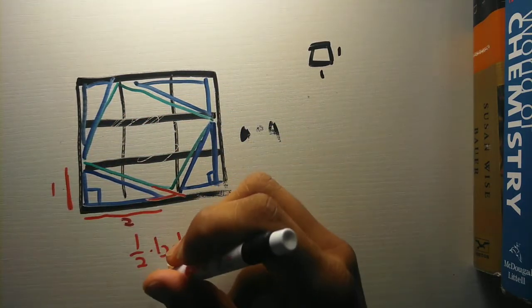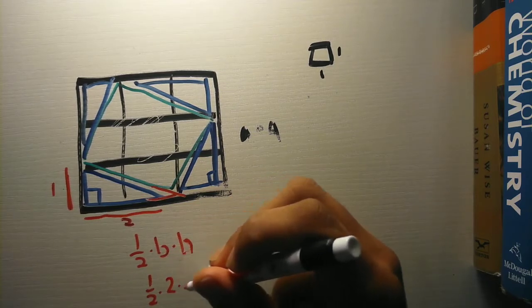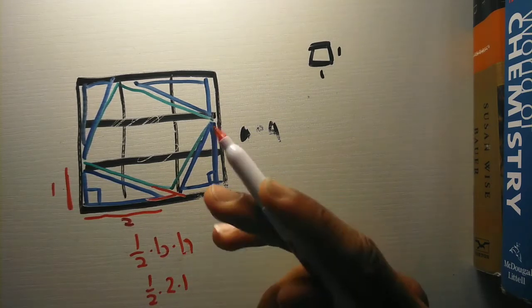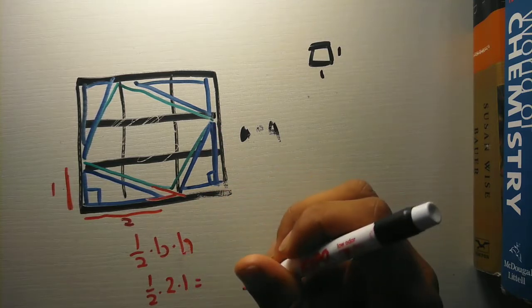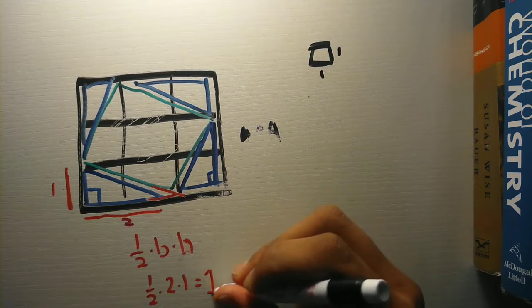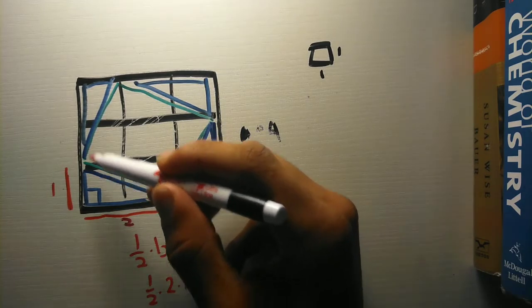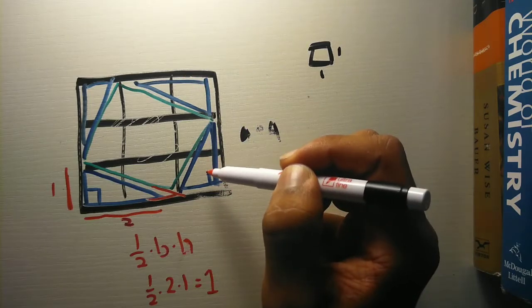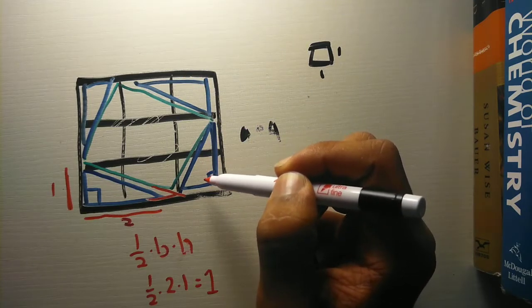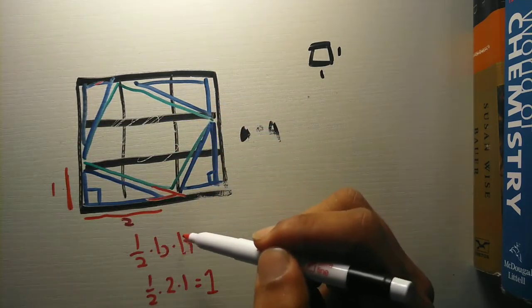Okay, so let's plug that in real quick. So we have 1/2 times the base, which is 2, times 1, which is the height. Okay, now what's that? 2 times 1 is 2. 2 times 1/2, that's 1. Okay. All right, and we can safely say that all of these outer right triangles are equal to each other. Okay, we can say that, right?